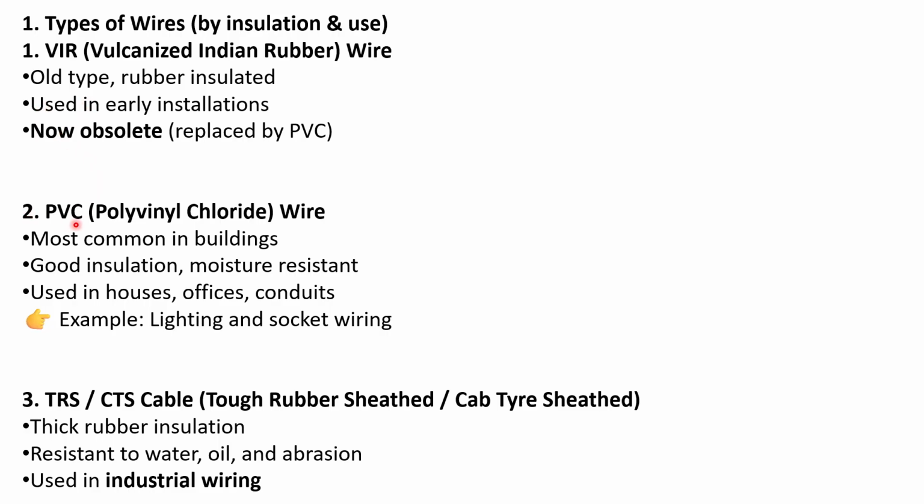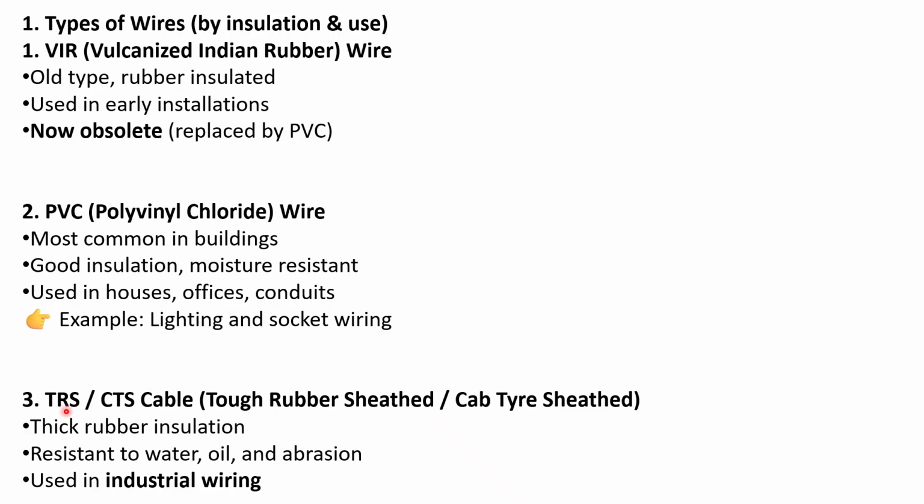Second category, which is mostly used, is PVC wire, polyvinyl chloride wire, most common in buildings, good insulation, moisture resistant, used in houses, offices, and PVC is used in making of conduits also. Example, lighting and socket wiring.